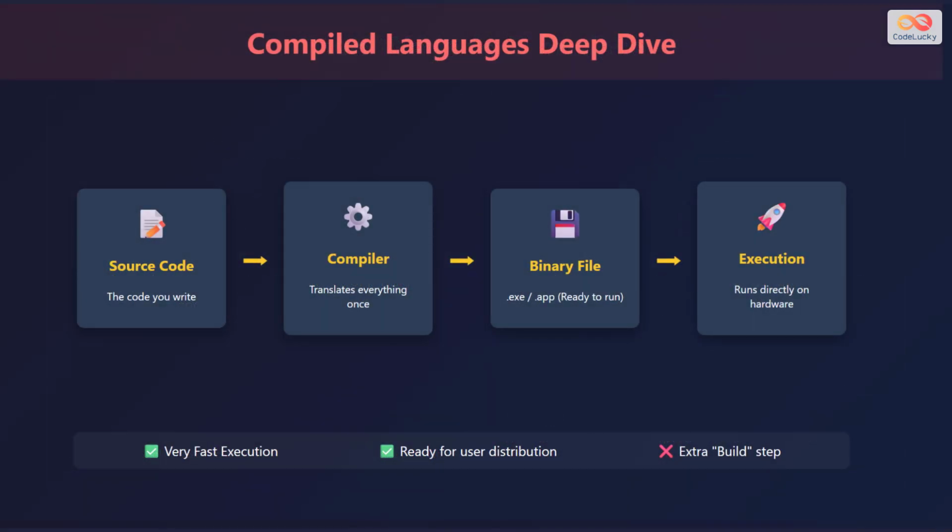Let's look at the compiled approach first. In this model, you write your source code, and then you run a special program called a compiler. This compiler goes through your code and translates everything into a standalone binary file, like an exe on Windows. Once you have that file, you can run it directly on your hardware. It is fast and efficient because the translation work is already finished.